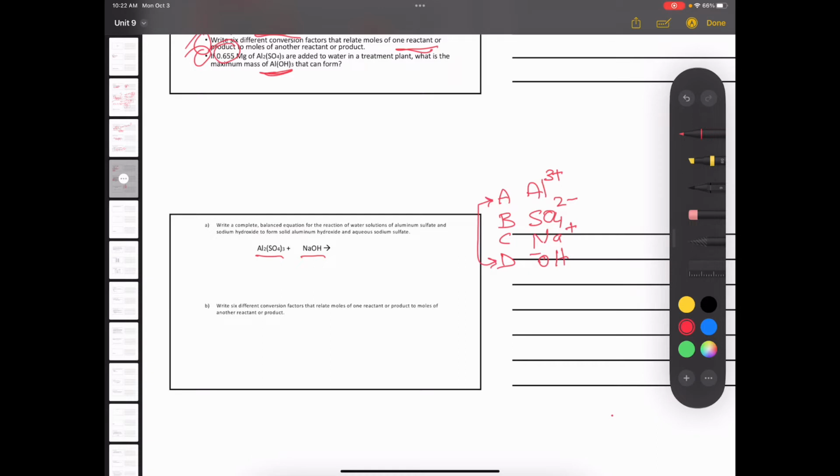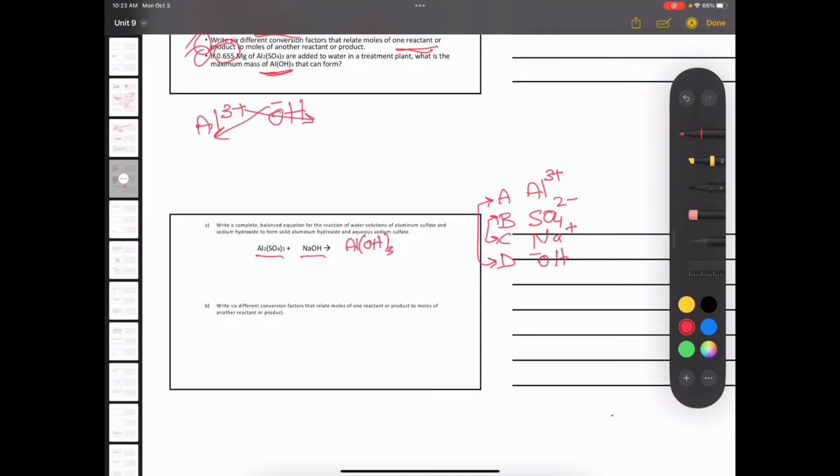So changing partners. So A will be with D and B will be with C. And this is going to be my product. So the first one I have is Al(OH)3, and that will be parentheses 3. Because remember, Al 3 plus, OH negative. This will be the swapping technique. So it will be Al(OH)3.